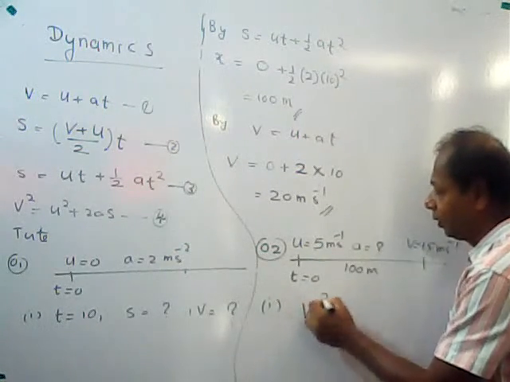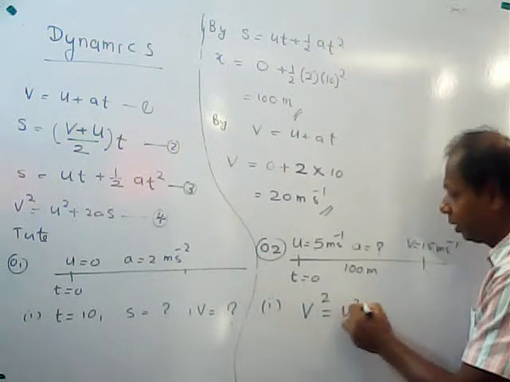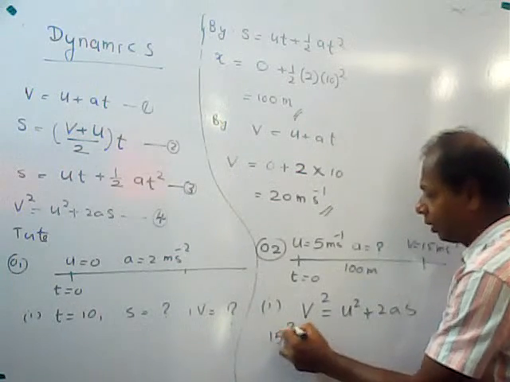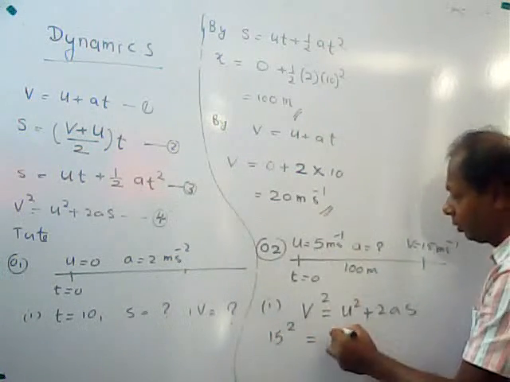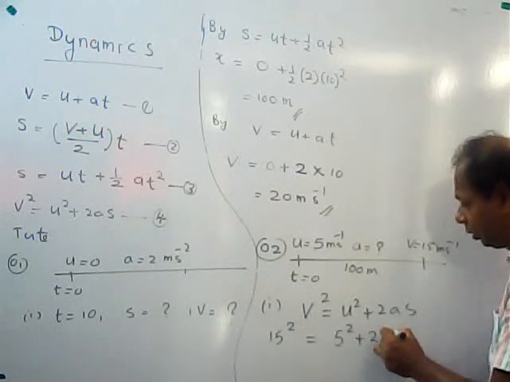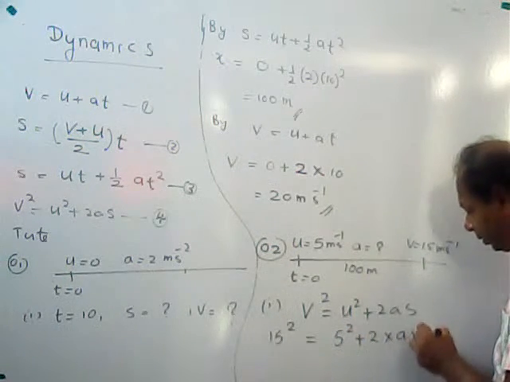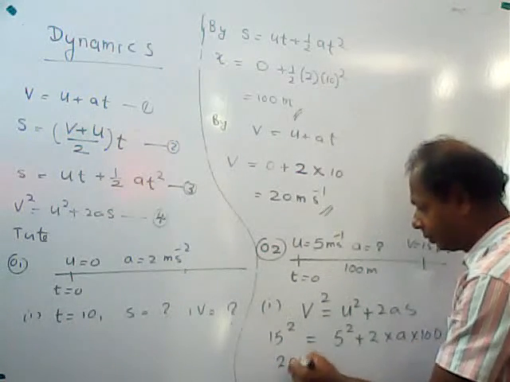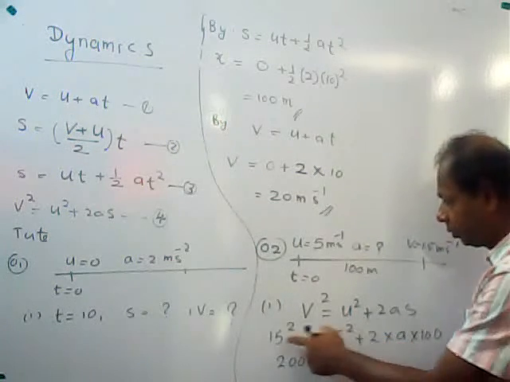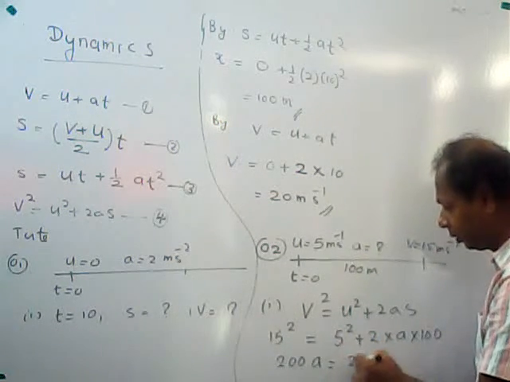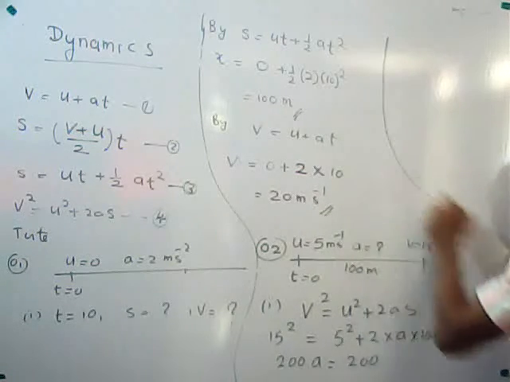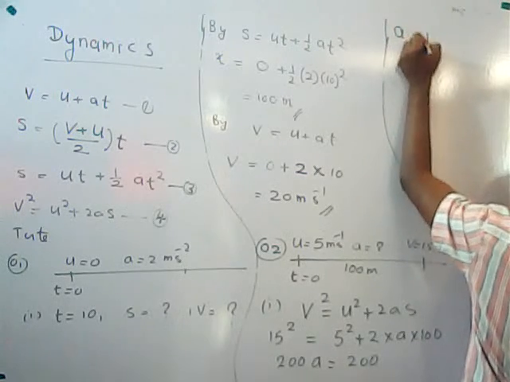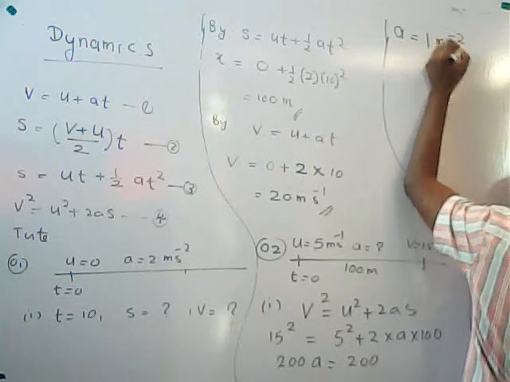v squared equals u squared plus 2as. v is given, 15 squared equals u squared, which is 5 squared, plus 2 into a unknown, s is 100. So we get 200a equals 225 minus 25, 200. So acceleration equals just 1 m s minus 2.